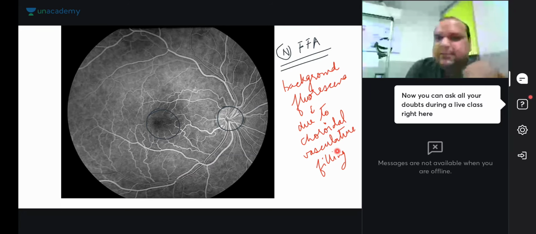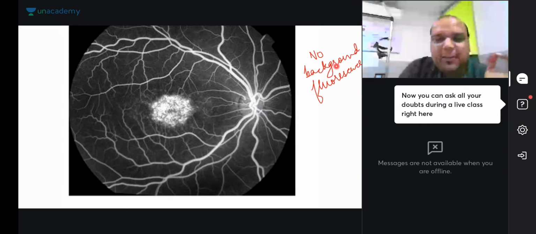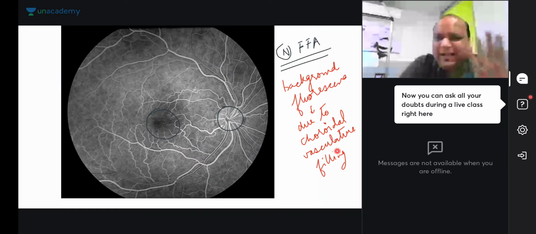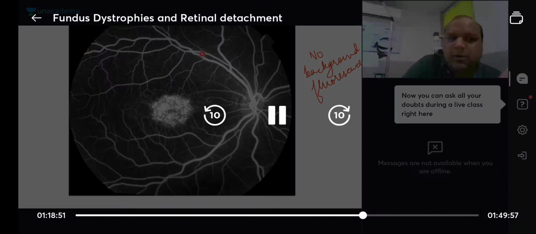Now see this photograph. Do you see any background fluorescence? No background fluorescence is seen. Because no background fluorescence is seen, that is why we call it silent choroid sign or dark choroid sign. Again, I'll just show you this. See this photograph. The background white haziness is absolutely black. Am I correct, everybody? So this is your dark choroid.